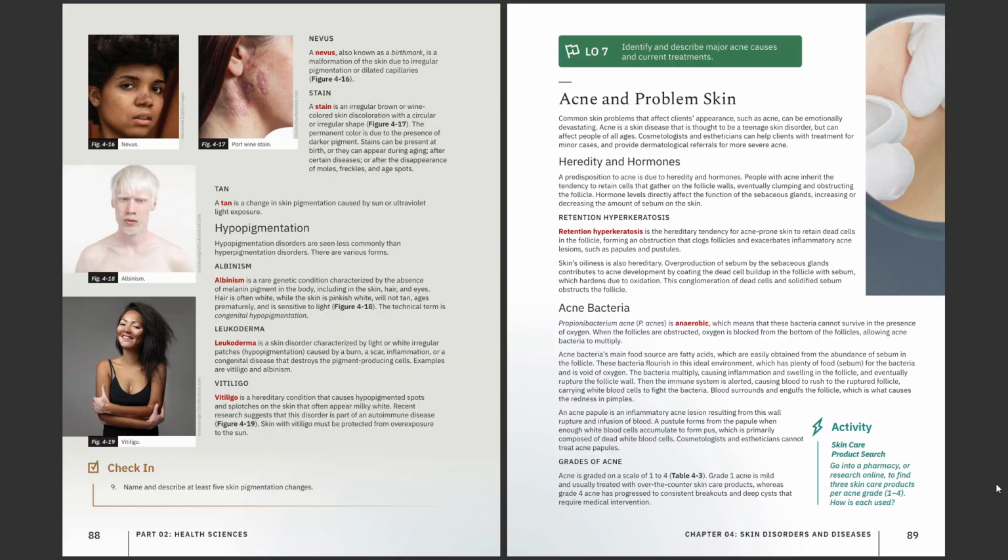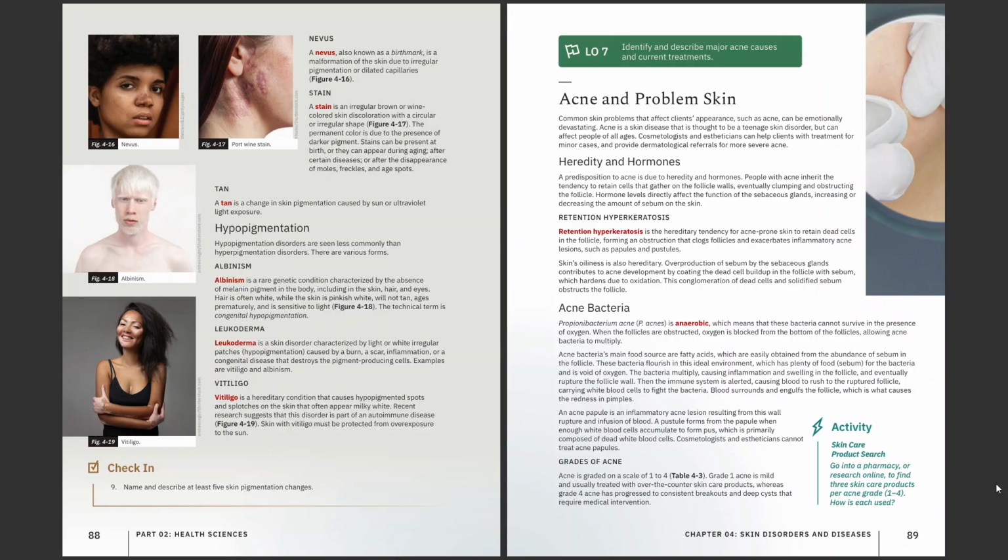Stains can be present at birth, or they can appear during aging, after certain diseases, or after the disappearance of a mole, freckles, or age spots. Tan. A tan is a change in skin pigmentation caused by sun or ultraviolet light exposure. Hypopigmentation.